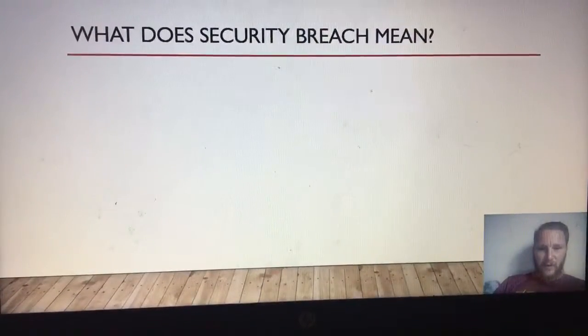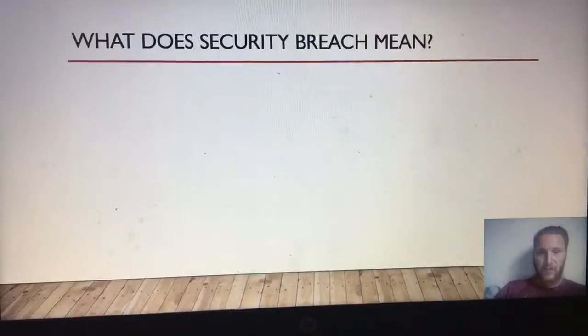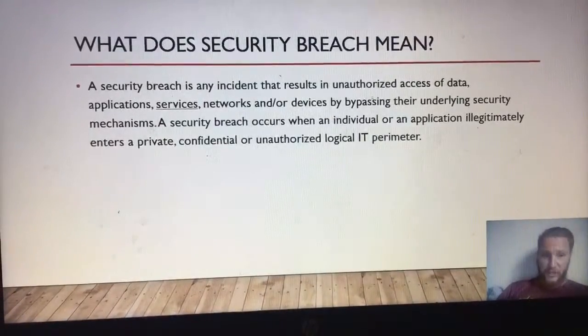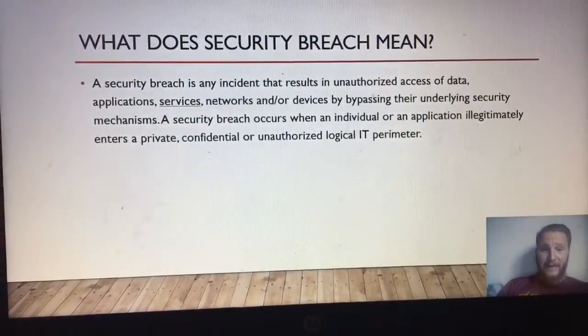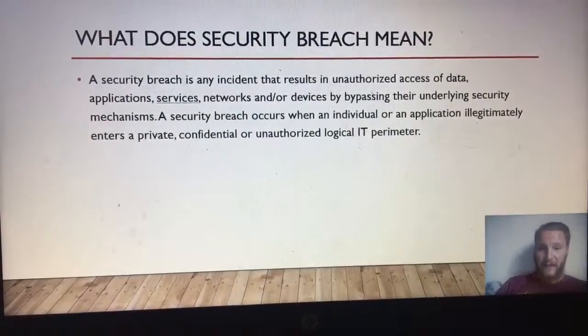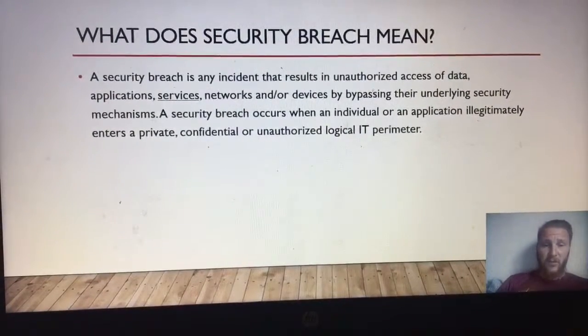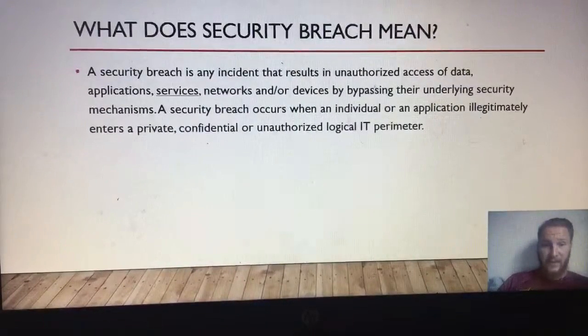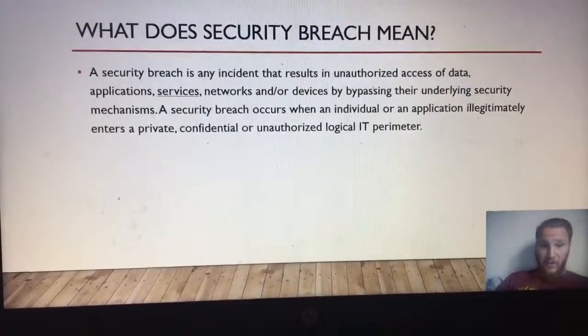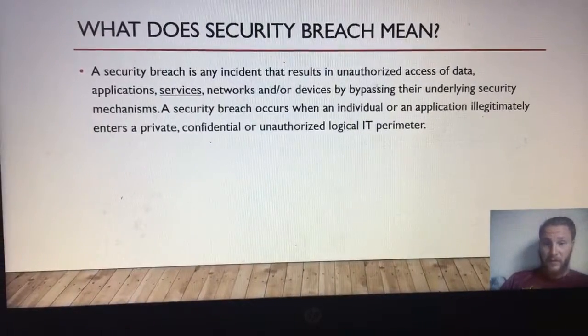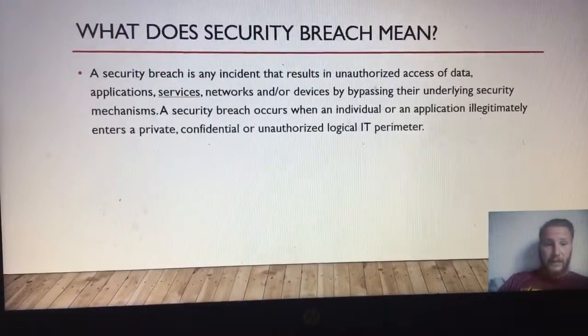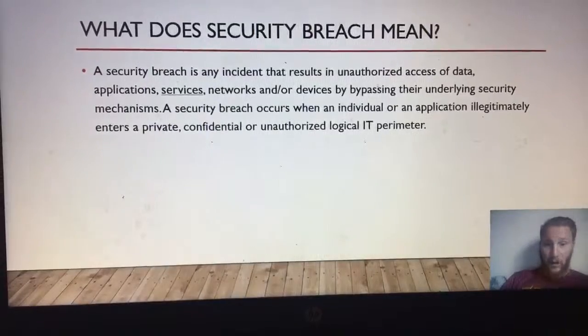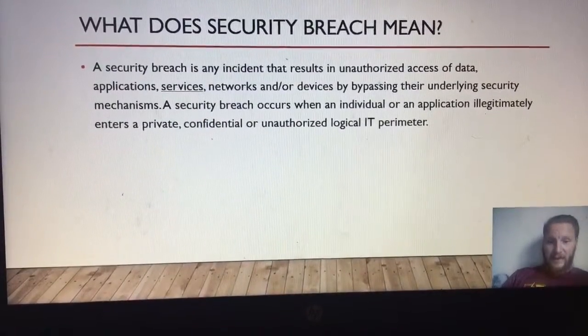First, let's answer the following question. What does security breach mean? A simple definition is: a security breach is any incident that results in unauthorized access of data, applications, services, networks, and/or devices by bypassing their underlying security mechanisms. A security breach occurs when an individual or an application illegitimately enters a private, confidential, or unauthorized logical IT perimeter.